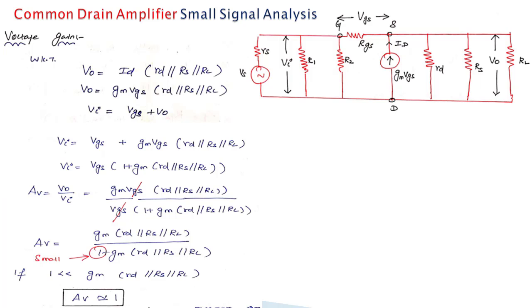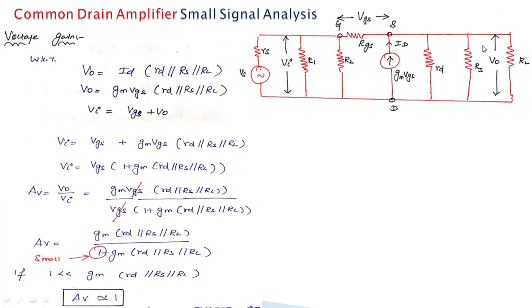The next and final one is voltage gain. We already know that the output voltage is V0, the output current into the parallel combination of RD, RS and RL, and the input voltage is given by VGS plus V0. So VA is equal to VGS plus V0. The output voltage is given by the output current ID in the output resistance, which is the parallel of RD, RS and RL.